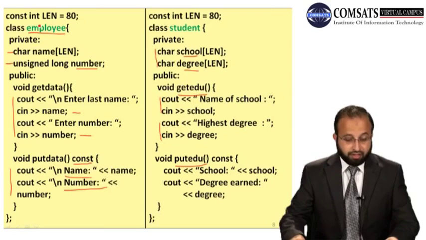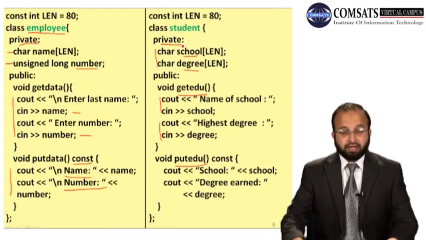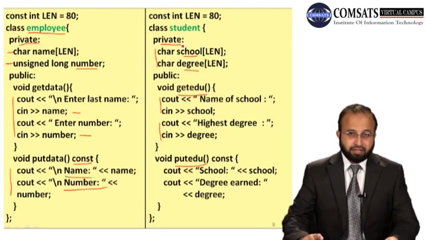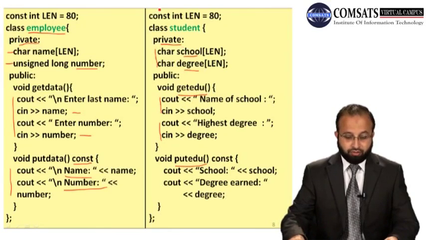Now these data members are private in the employee and the student class. This means that these data members are hidden in any class that is derived from employee or student. Okay? But if they were protected, then these data members would be accessible from the definition of the derived class. But now they are private, which means they are not accessible. The only thing accessible from the definition of a derived class are these public functions, right?